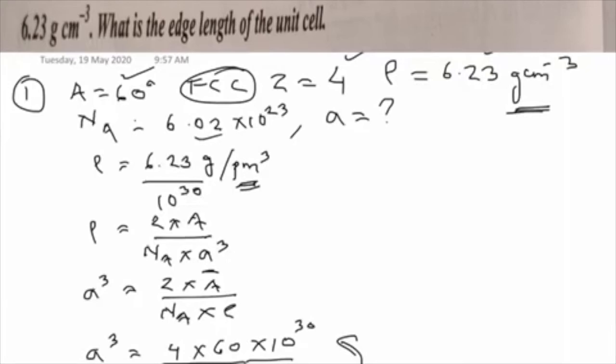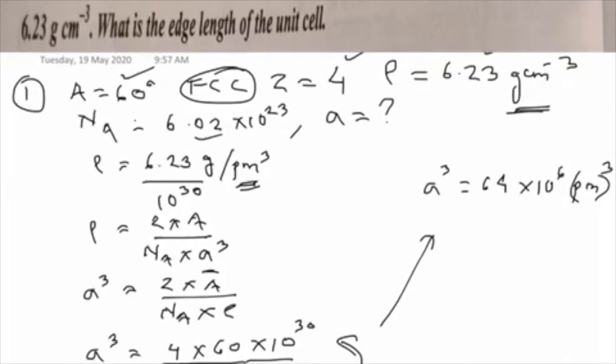So in that case now your A cube will come. If you use a calculator, then this value is going to come here as 64 into 10 to the power 6 picometer cube. So this is what is A cube.